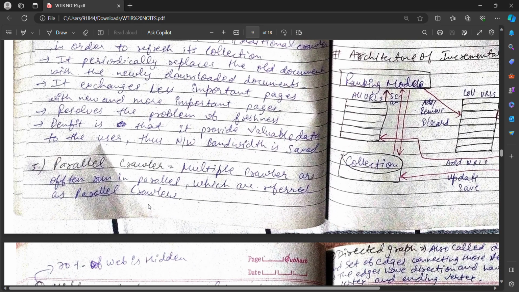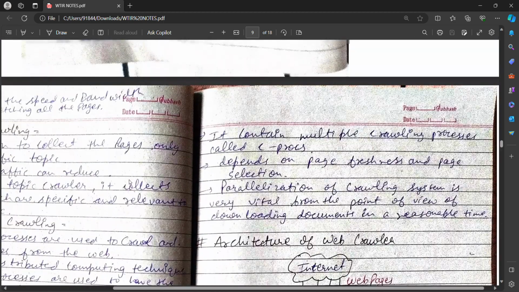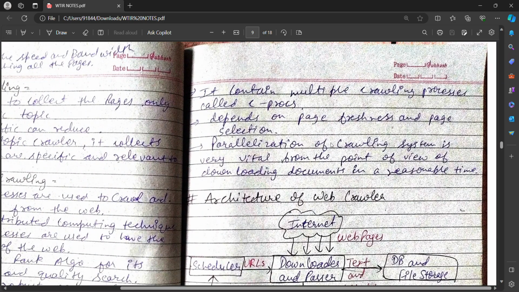The fifth, or last, is the parallel crawler. As the name suggests, multiple crawlers are often run in parallel, which is referred to as parallel. Here we are not having a single crawler; parallel crawlers are run in parallel. That's why we call it a parallel crawler. It contains multiple crawling processes called C-procs.